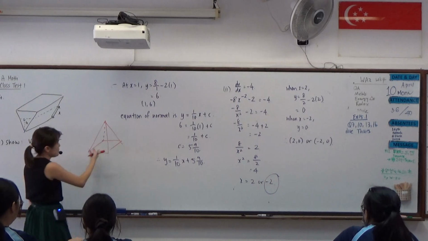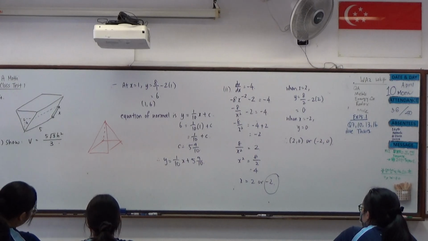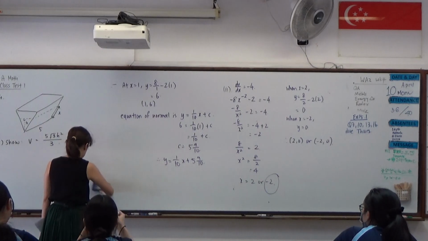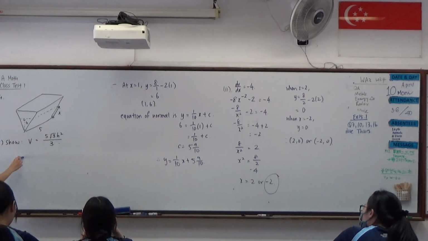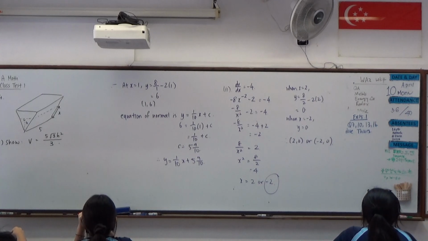Okay? Your pyramid looks something like that, whereby no matter how you angle your knife, all your slices of bread will look different. Okay? So please don't confuse yourself with prism and pyramid. Okay? Now, how do we go about proving or showing this formula itself?